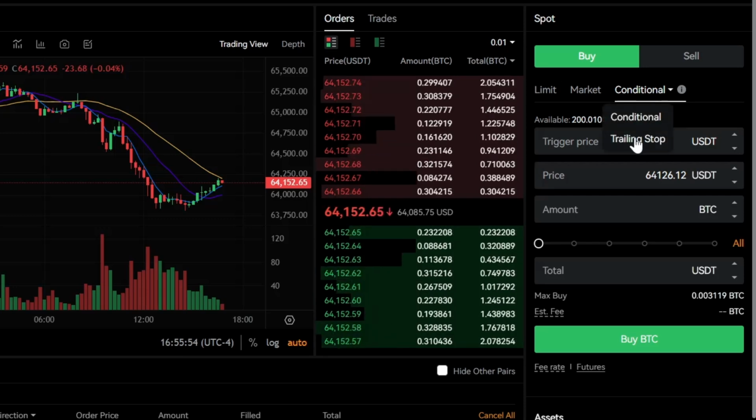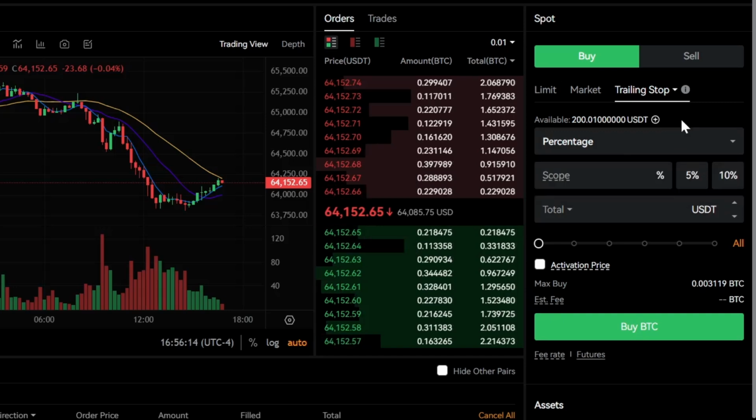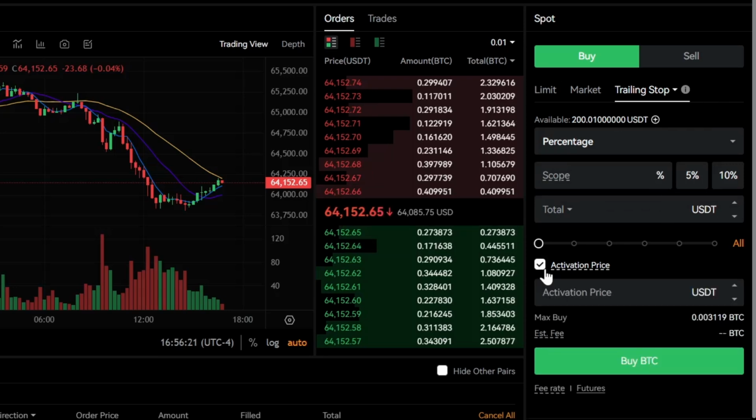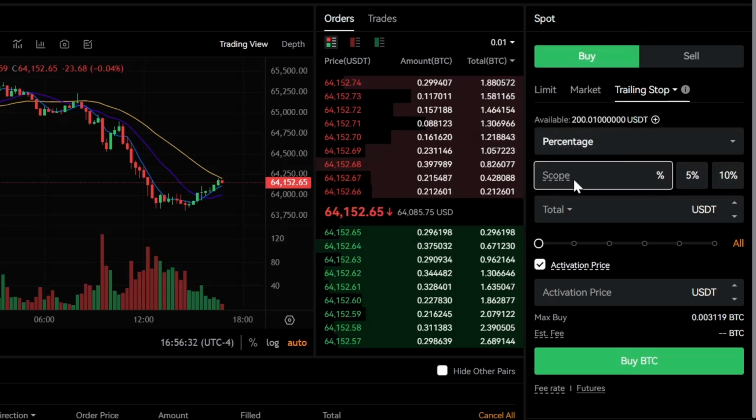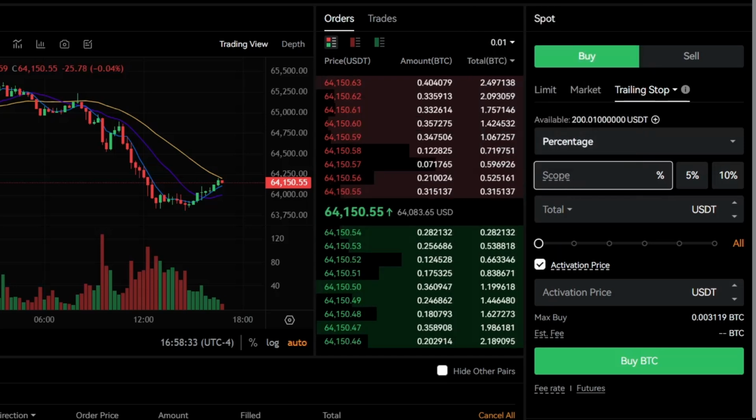Lastly, we have a trailing stop order. A trailing stop follows favorable price movement and triggers after a reversal. The optional activation price controls when tracking begins. Bitbase calls the trailing distance scope. A smaller scope percentage follows the price of your asset more closely, but it can trigger during normal volatility, while a wider scope gives the trader more room.